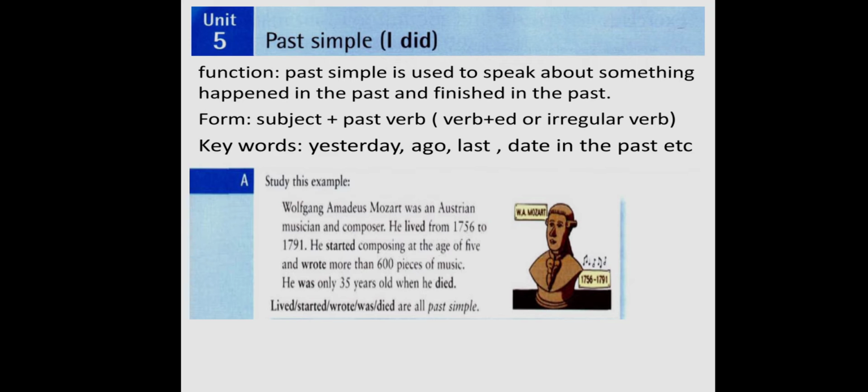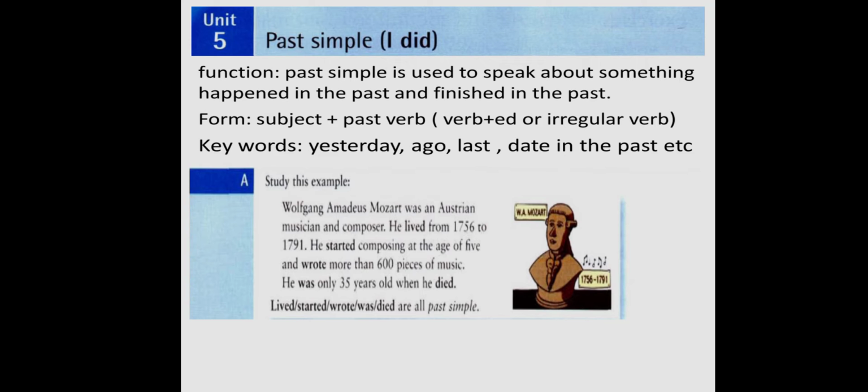Here we speak about a series of actions, not one action. So the past simple can be of one action, or it can be of more than one action, a series of actions. If it is one action or a series of actions, they can be expressed in the past simple if they happened in a date in the past, if they finished in the past.